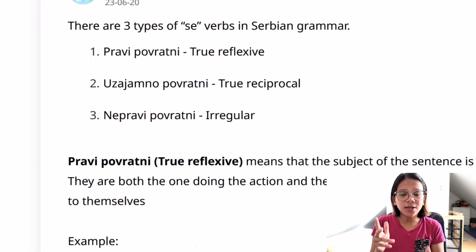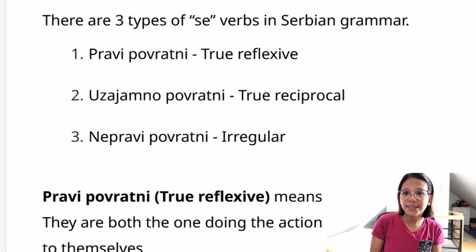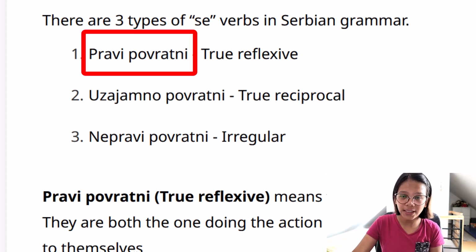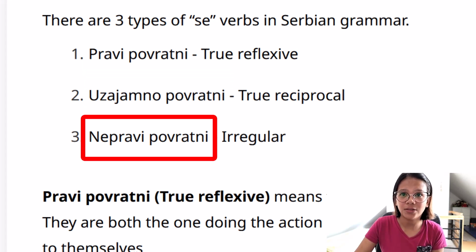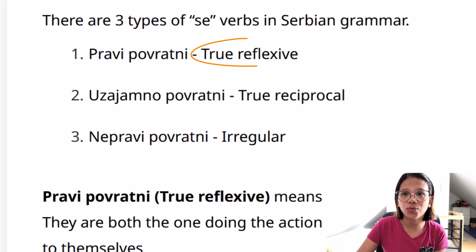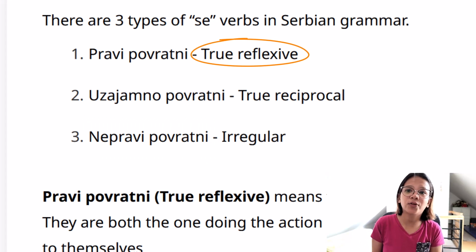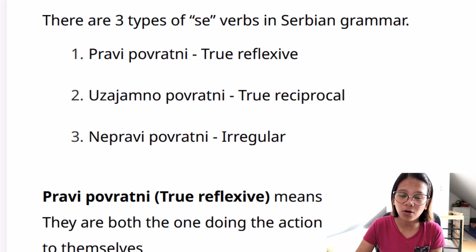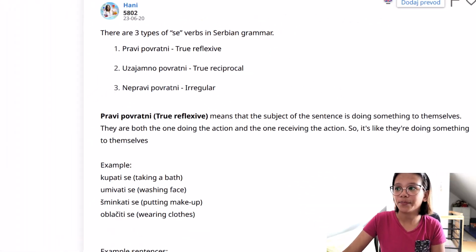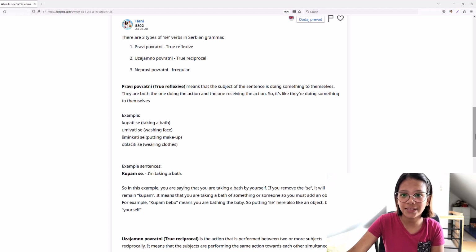So there are three types of se verbs in Serbian grammar. The pravi povratni, uzajamno povratni, nepravi povratni. So pravi povratni is true reflexive, uzajamno povratni is true reciprocal, and nepravi povratni is irregular. So we will talk about these three types of se in this lesson. Let's go first with pravi povratni, true reflexive.